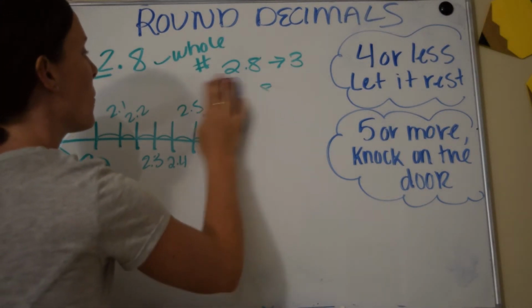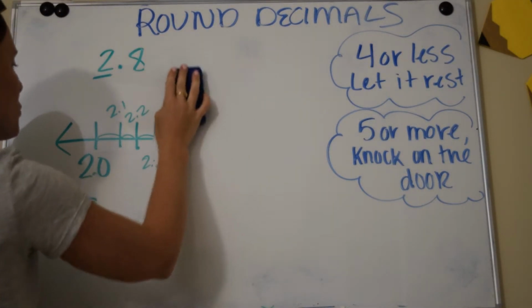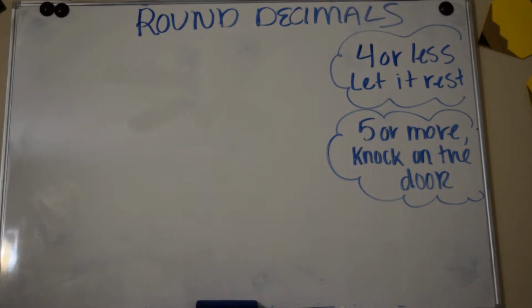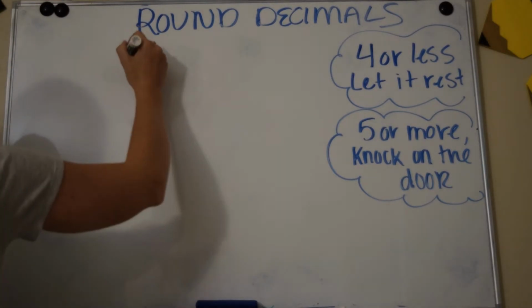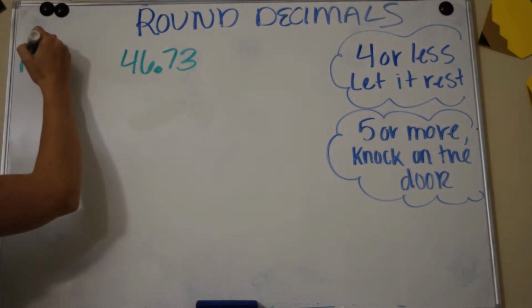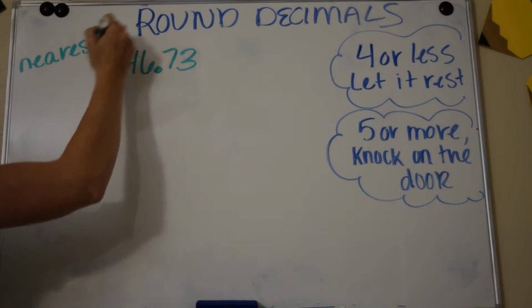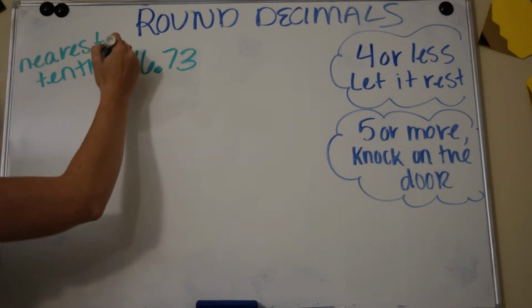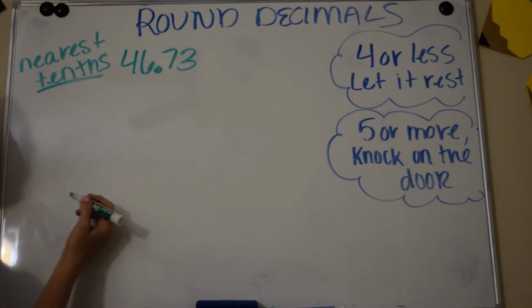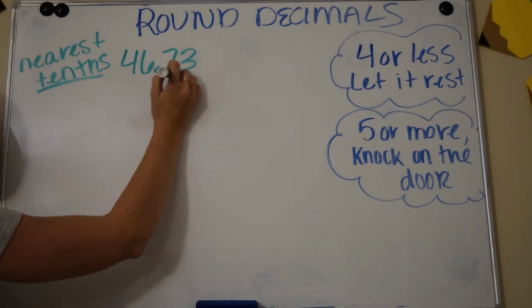Now let's see what we need to do when they want us to round to a certain place. So we just did one example of rounding to a whole number, but what if they wanted to round it to the tenths, hundredths, or thousandths place? So let's say I have the number 46 and 73 hundredths. And let's say they say round it to the nearest tenths, okay? So whatever place they want you to round it to, circle it, underline it. I would probably underline it actually. So we're going to underline it, and it's a 7.